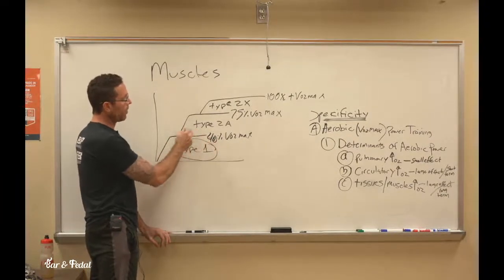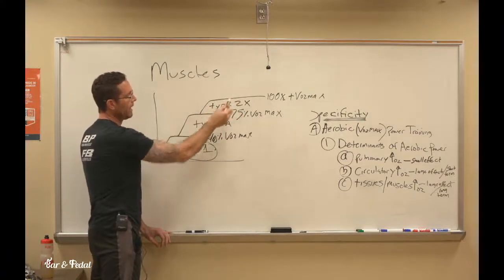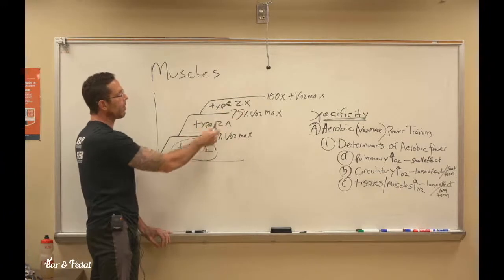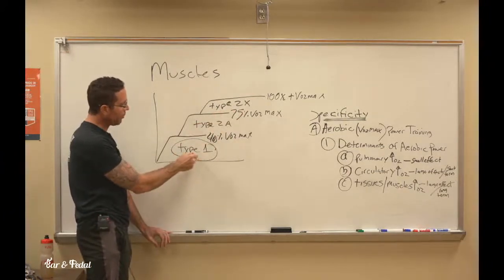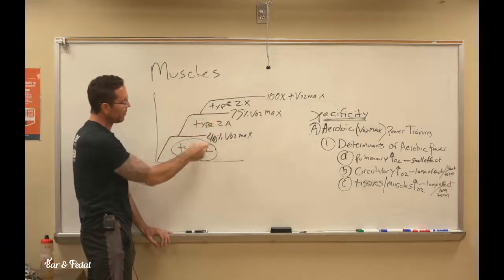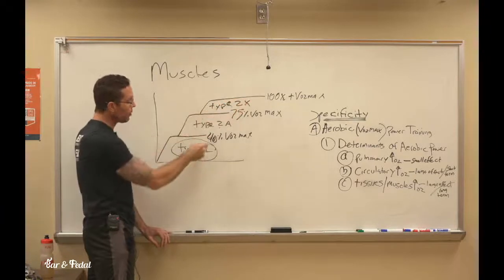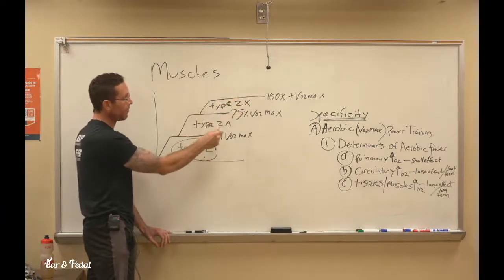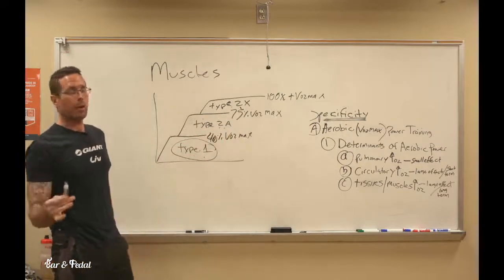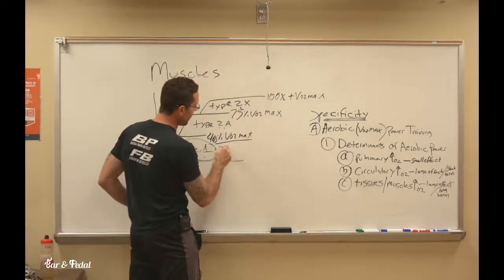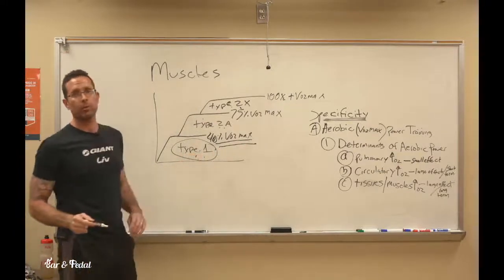Type 2As go up to here, 75% VO2 max, plateau off, and the remaining 100% VO2 max and above are taken up by type 2X fibers. Basically we do this, then we add in this, so type 1 plus type 2As, then we add in this. So at 100% VO2 max, we're 1s plus 2As plus 2Xs. This is the take-home point. If you exercise at a low intensity like this, you are only recruiting type 1 muscle fibers.